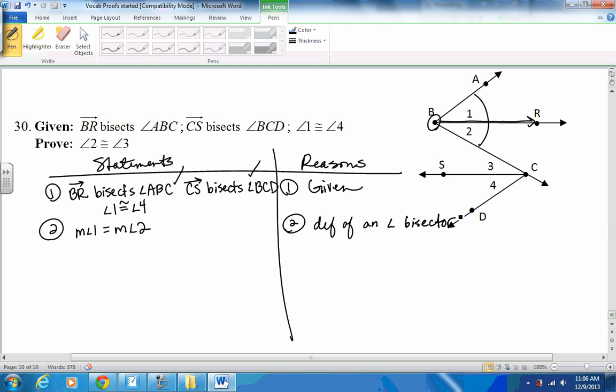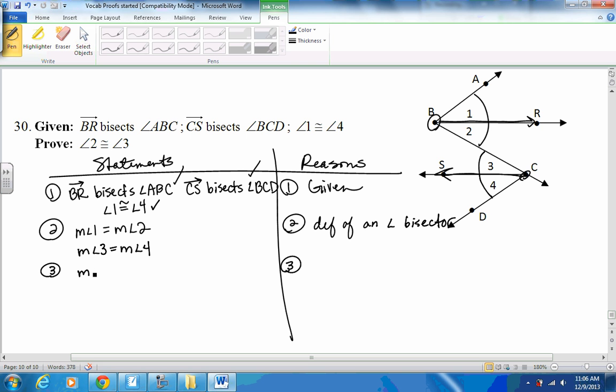The second statement says CS bisects angle, well, just that one angle BCD. So what angles are supposed to be the same? 3 and 4. Got a couple equations, but with just those two equations I set up, nothing is the same. I can't replace anything. But don't forget about the one they gave you.